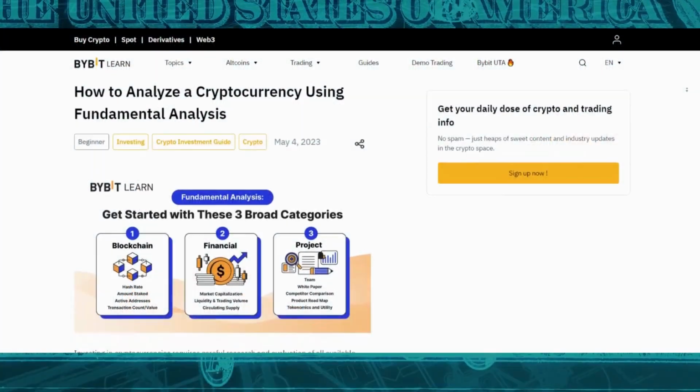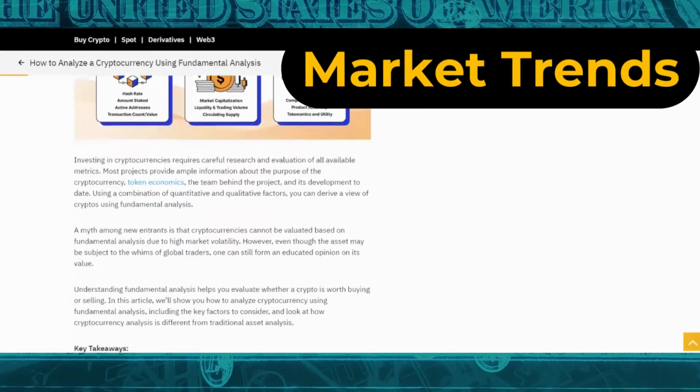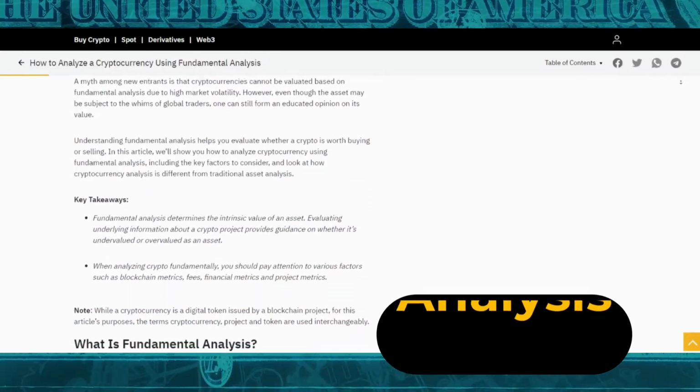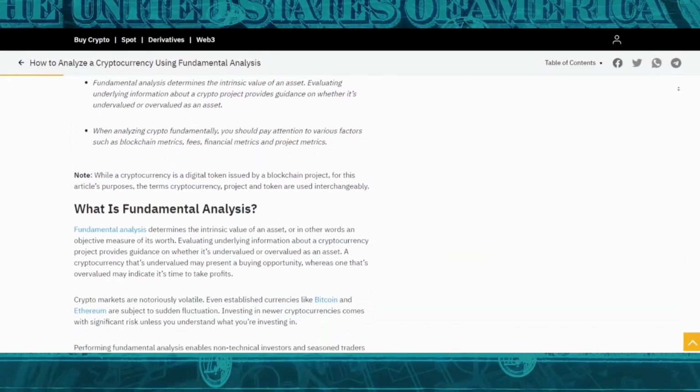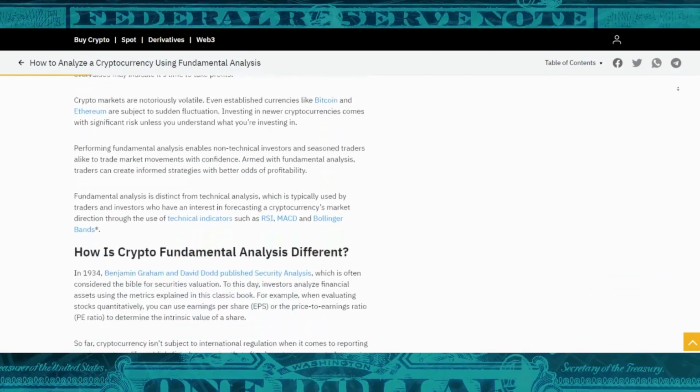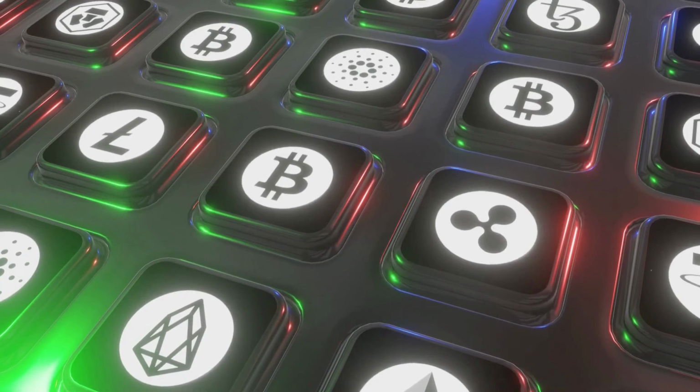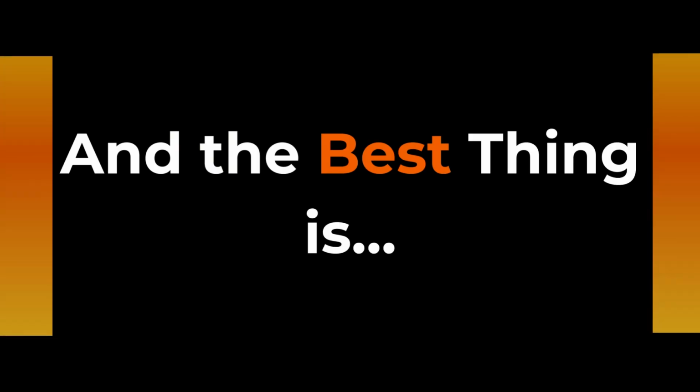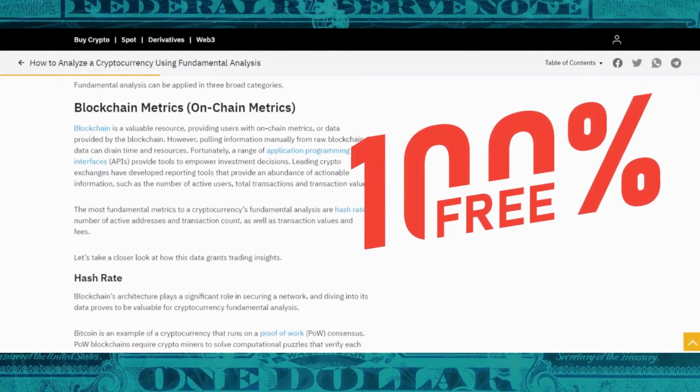Market analysis. Keeping up with market trends and analysis is crucial for successful trading. Bybit Learn provides regular market analysis and commentary, helping traders stay informed about the latest developments in the crypto space. And the best thing is, all the information is 100% free.